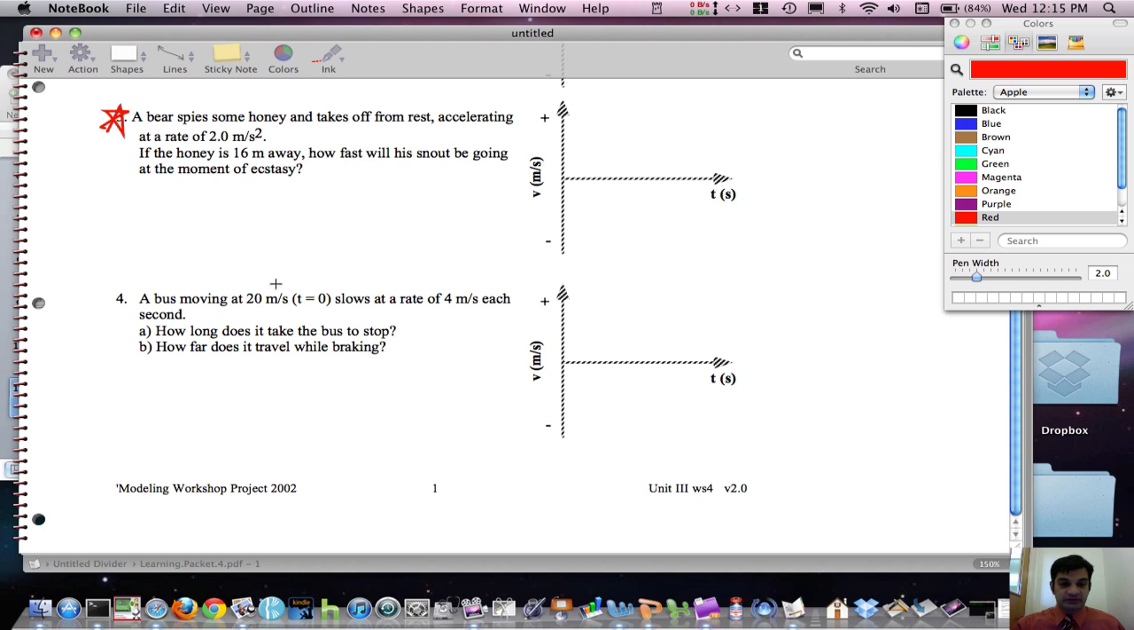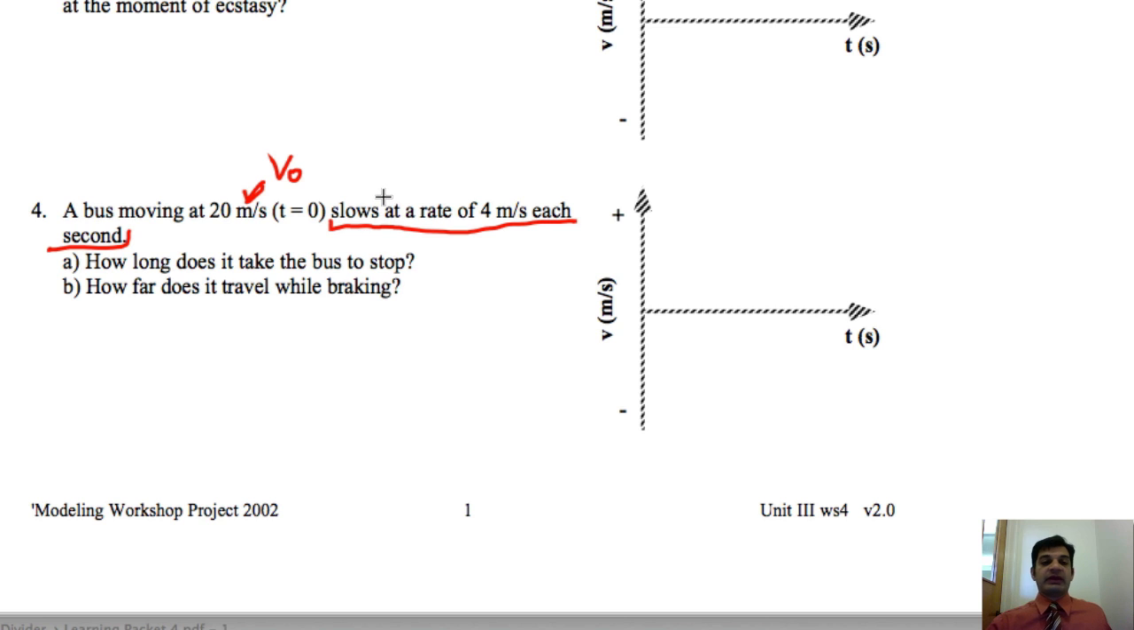So we have a bus moving at 20 meters per second. So that's our initial velocity. Now, this confused some people in class, so let's be very clear on this now. It says, slows at a rate of 4 meters per second each second. It didn't say goes at a rate. It says slows at a rate. So this number has to do with slowing down. And that tells us it's an acceleration, and we're going to actually use a negative sign when we put it in the formula.